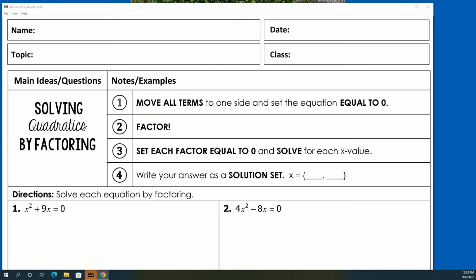All right, so this lesson is going to be on solving equations by factoring. So we can call it 4.2 if you want to.